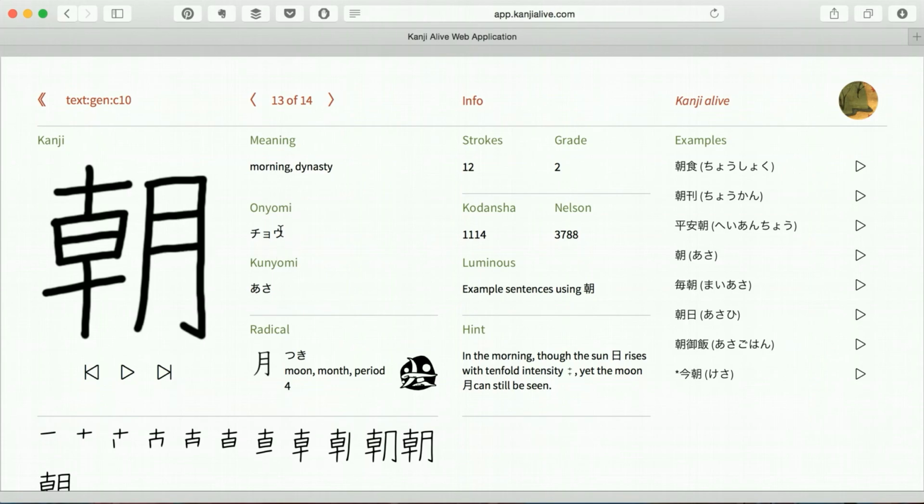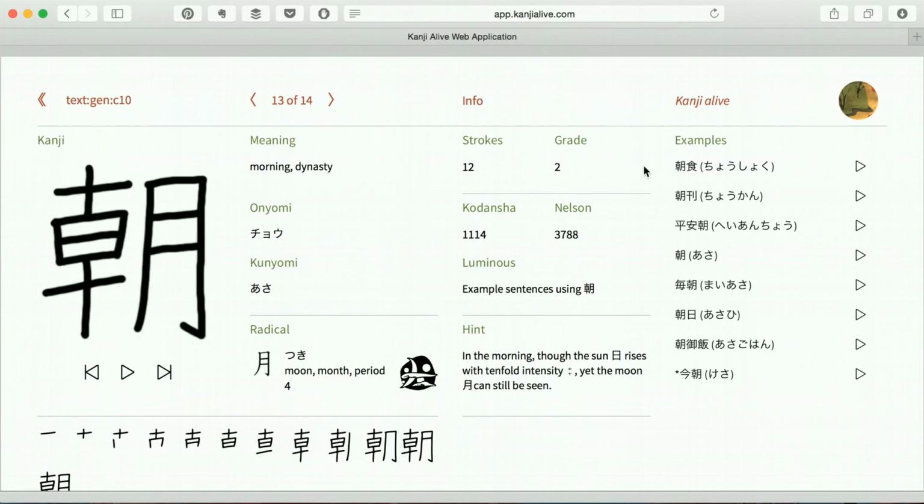So the onyomi is cho, kunyomi asa. The radical here is on the right side. It's tsuki, moon, or the month. So in the morning, though the sun rises with tenfold intensity, the moon can still be seen. That's very poetic.